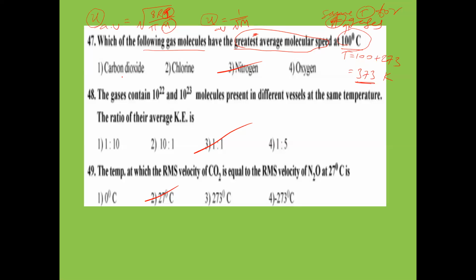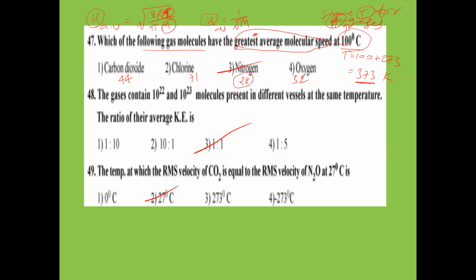Here carbon dioxide is 44 gram per mole. Chlorine Cl2 is 71 gram per mole. For nitrogen N2 gas, it is 14 plus 14, that is 28 grams per mole. And oxygen is 32. So the least molecular mass is nitrogen. When molecular mass is least, average velocity will be highest, greatest. Is that clear? So molecular masses we have to check.